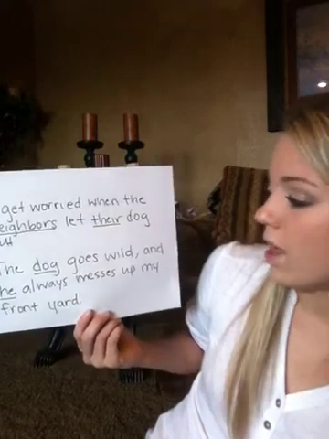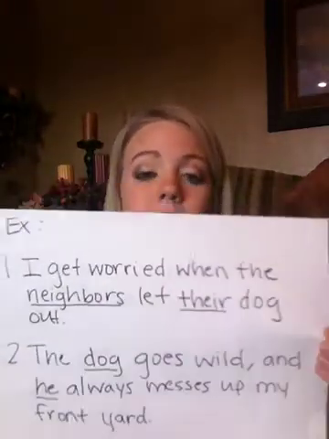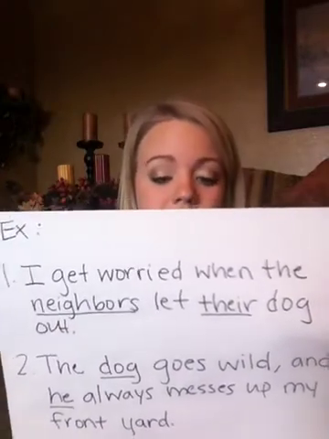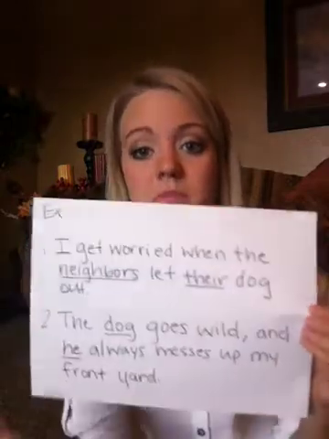Here are two examples. I get worried when the neighbors let their dogs out. Or, the dog goes wild and he always messes up my front yard. In example number 1, neighbors is the antecedent. Their is the pronoun. They agree because they are both plural. In sentence number 2, dog is the antecedent and he is the pronoun. Both of those agree because dog and he are singular.